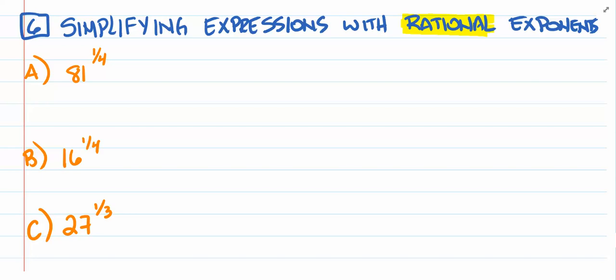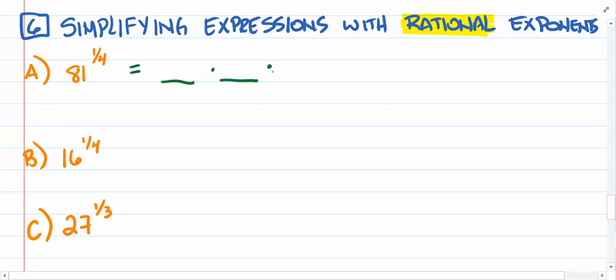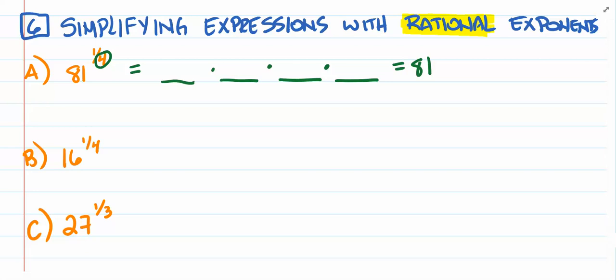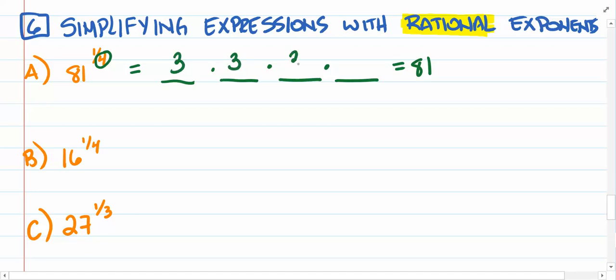81 to the 1/4 power. What this means is, what number do you multiply by itself 4 times to get back 81? The reason it's 4 times is because 4 is the denominator of 1/4. And the answer is 3. 3 times 3 gives me 9, times 3 is 27, times 3 is 81. So therefore, 81 to the 1/4 is the number 3.